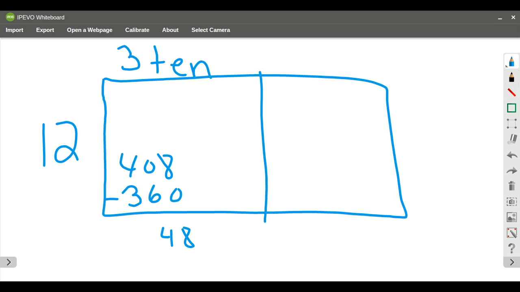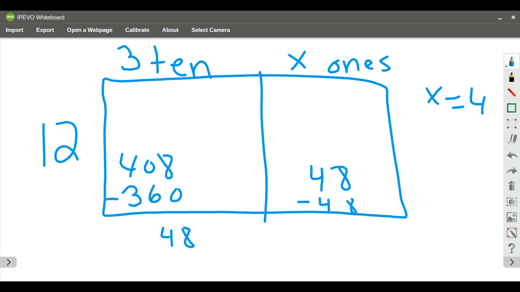And now I'm looking for how many ones I can use. So I have X ones to where I can find 48. So what do I multiply 12 by that's going to get me as close to 48 as I can? I'm going to do 12 times 4. So X is going to equal 4 because 12 times 4 is 48. And when I subtract, I don't have a remainder. So I'm using 4 ones. My quotient then would be 30 plus 4, which would be 34.